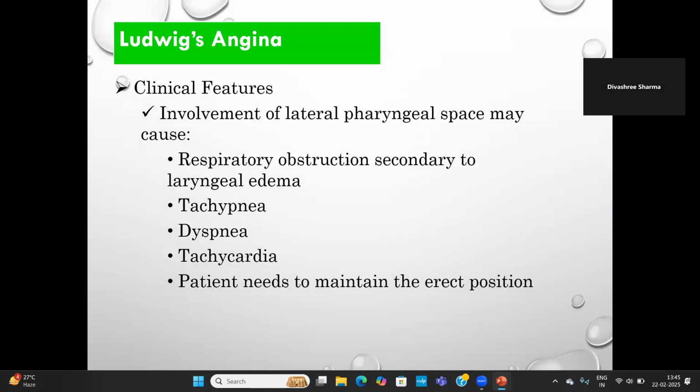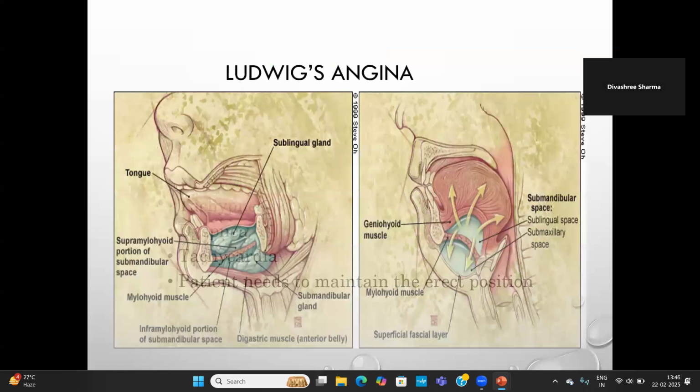Involvement of the lateral pharyngeal space may also occur, and then it will lead to respiratory obstruction secondary to laryngeal edema, tachypnea, dyspnea, tachycardia, and the patient needs to maintain the erect position to breathe.